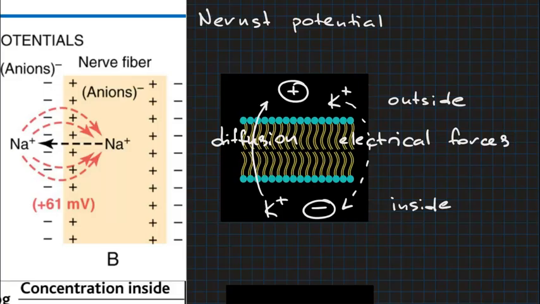Do you find it agreeable that at some point, at some distribution of charges, at some negative charge on the inside, the flow of potassium outward will be compensated by the flow of potassium inward? Yeah. So the cellular potential at which the flow of an ion is zero is called a Nernst potential.